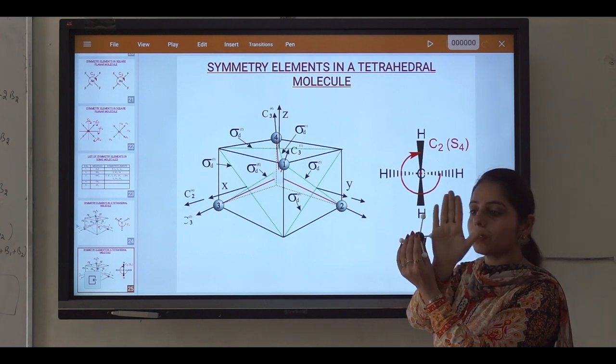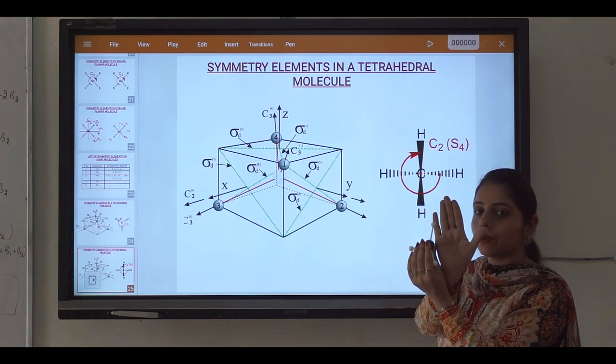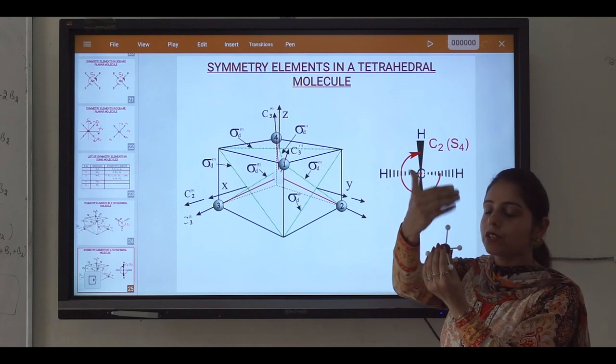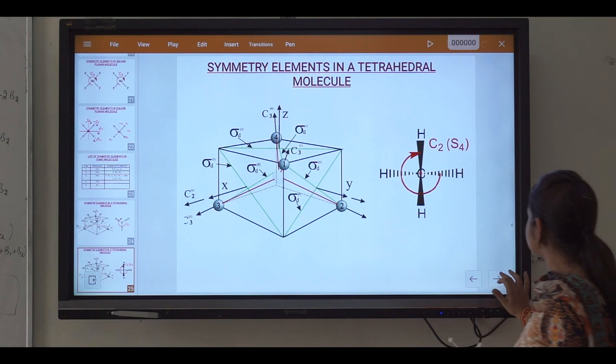That is perpendicular to this axis and cuts the molecule into half. The behind portion will be seen in front and the front portion will be seen in back.